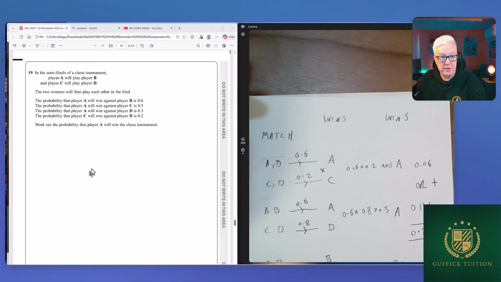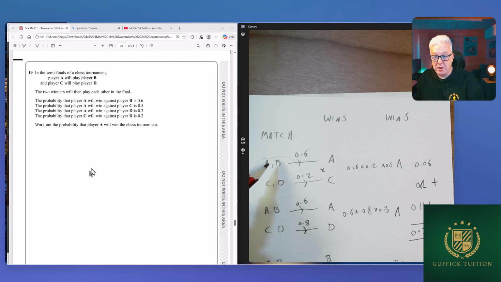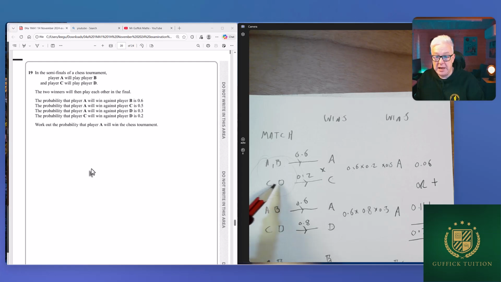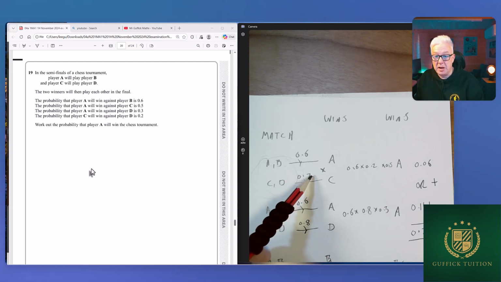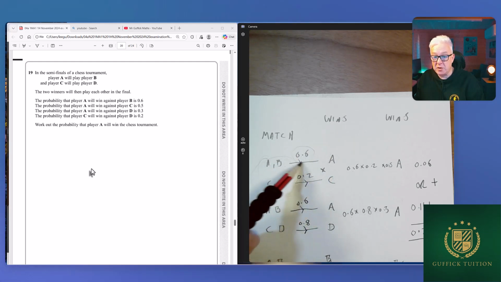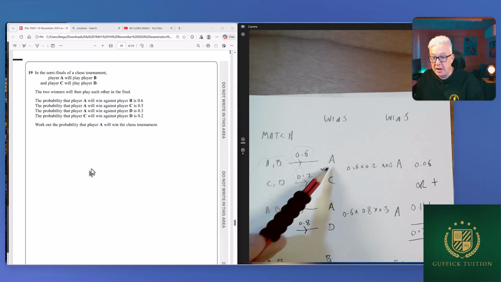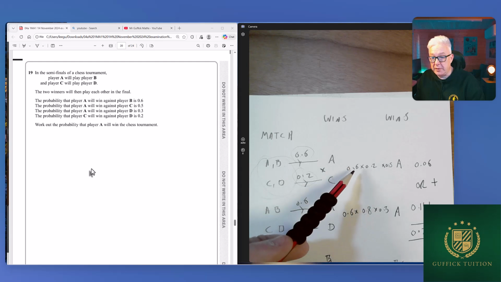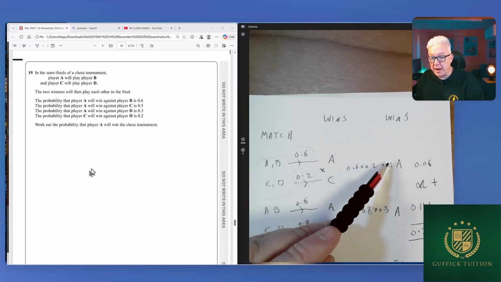So let's just quickly review it again. So we're saying that A, in order for it to happen, here's the semi-final. A has to win this match, which is 0.6. C has to win this match, which is 0.2. And for those to be in the final, A has to win and C has to win. And then out of these two, A has to win that one as well. So it's that one and that one and that one.